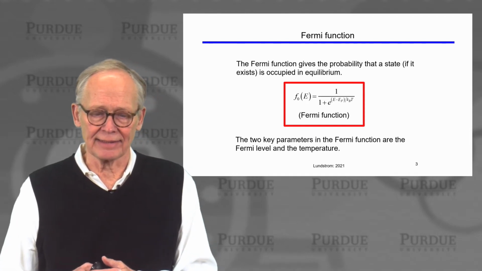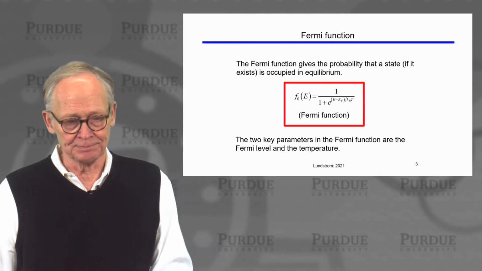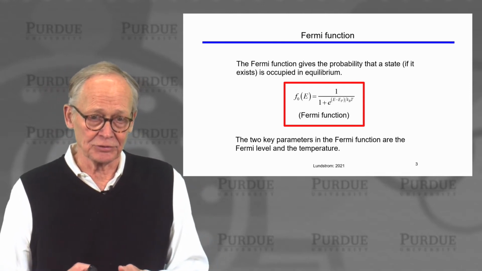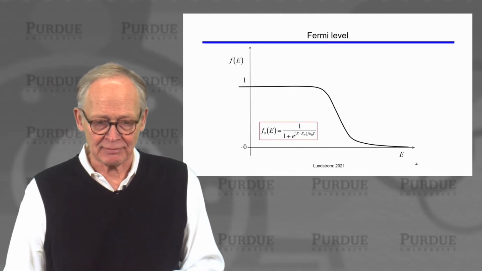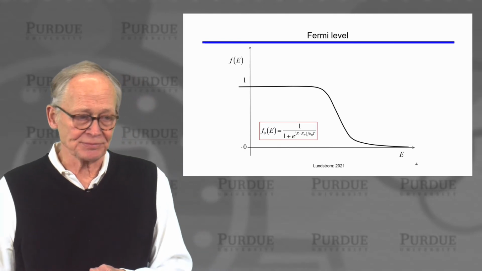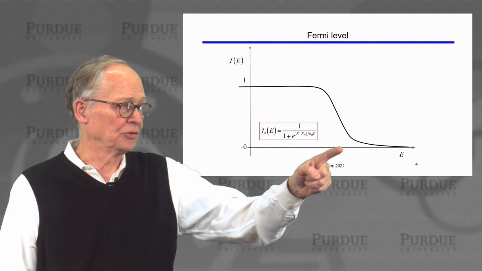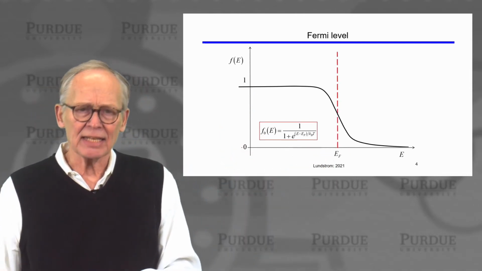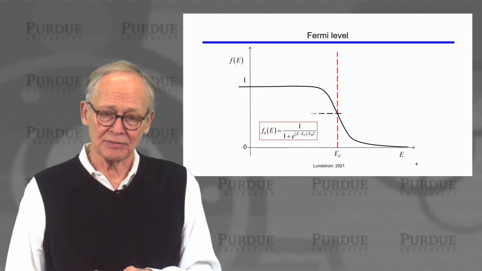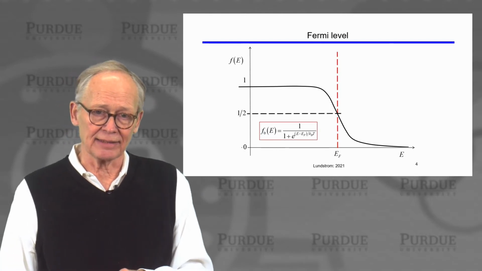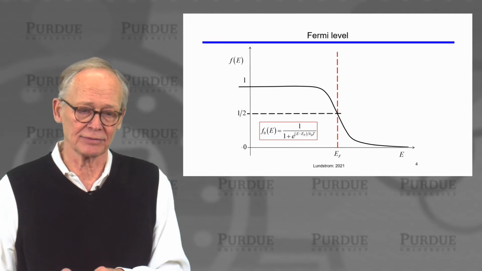Well, this is our Fermi function. It gives the probability that a state in equilibrium is occupied, so it's a number between 0 and 1. There are two parameters in this function, the Fermi level, or the Fermi energy, and the temperature. This is a plot of the Fermi function. It's a probability a state is occupied. It goes from 1 to 0 at very high energies. If you look at the Fermi energy, one of the parameters in this, you can see that at the Fermi energy, the probability that a state is occupied, if such a state does indeed exist, is 1/2.